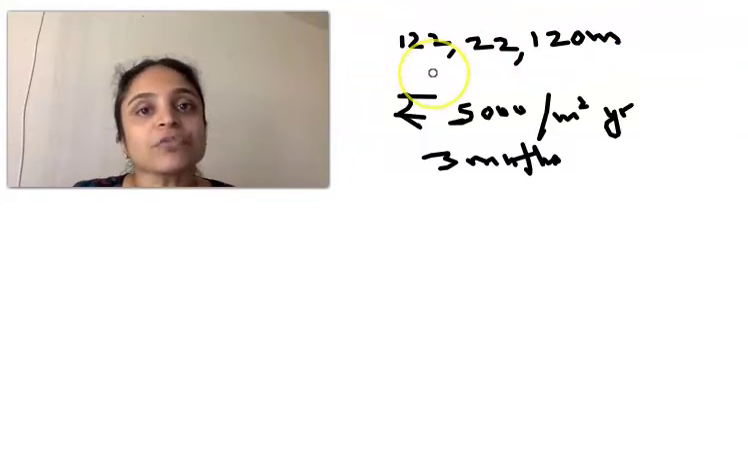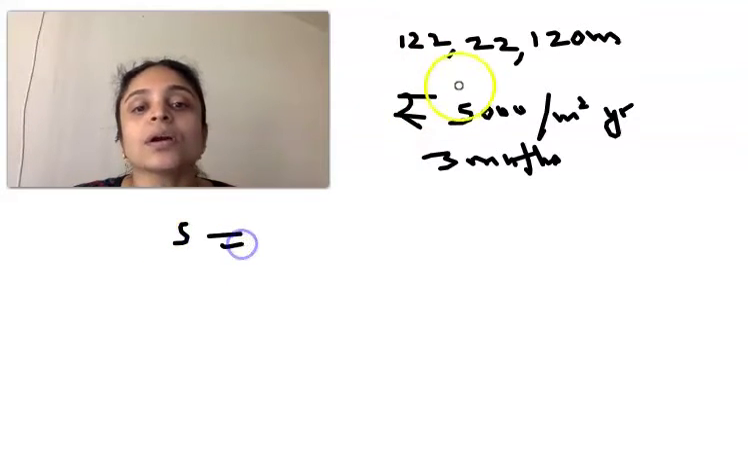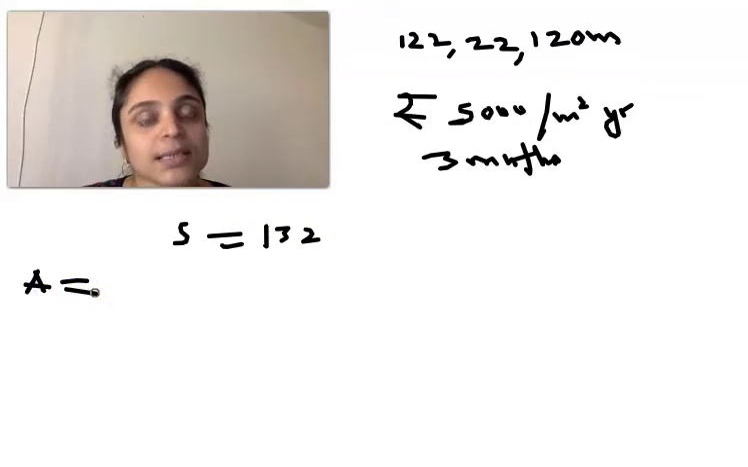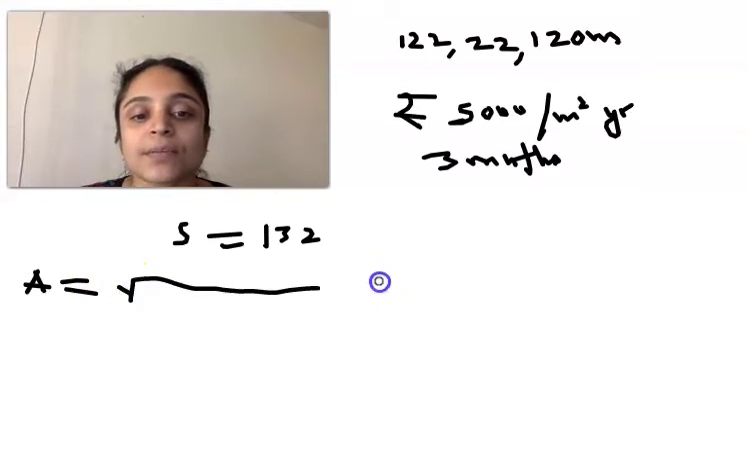Okay, so we have to find the area here. For finding the area, we have to find the semi-perimeter, that is S. S equal to 122 plus 22 plus 120 by 2, and that is equal to 264 by 2, which is equal to 132. Now A equal to root of S into S minus a into S minus b into S minus c, right? So substitute that here.